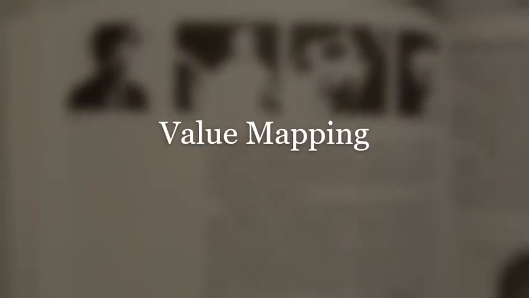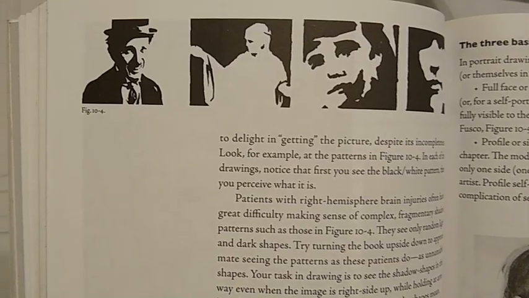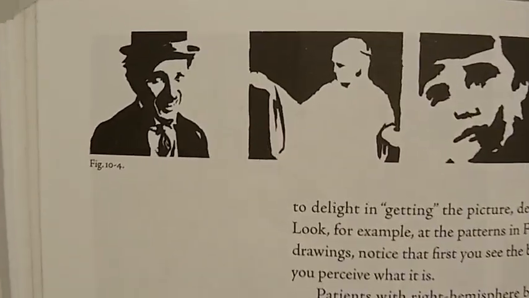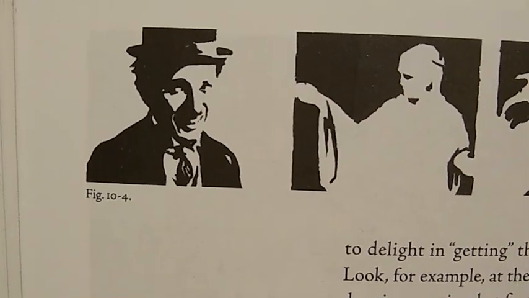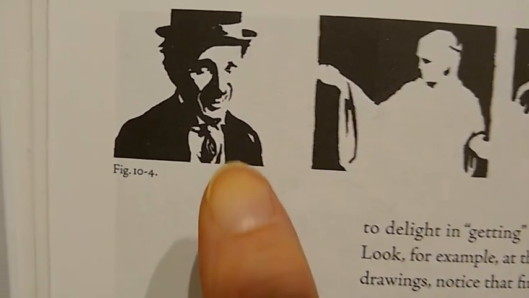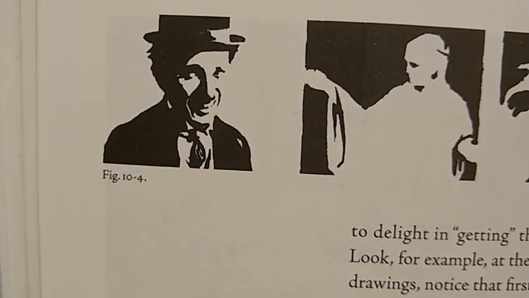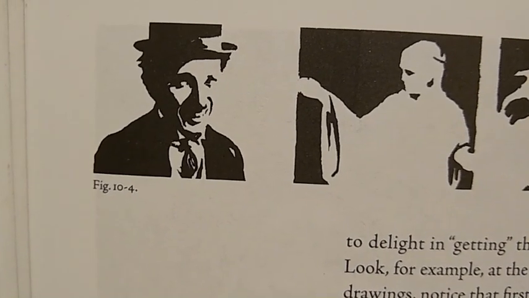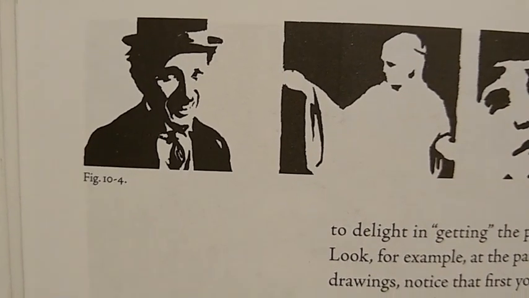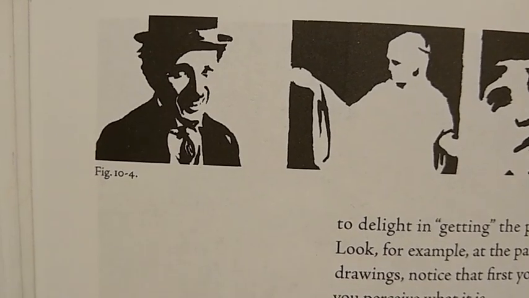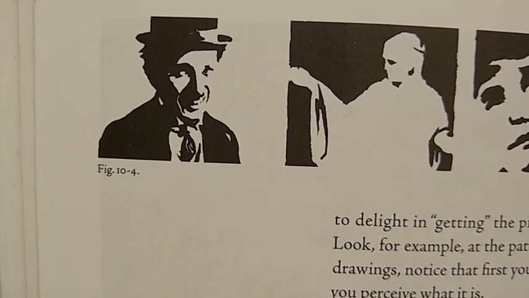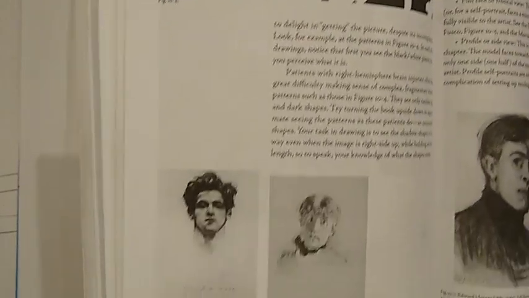Hi, drawing students. This week you are going to do value mapping, which just means you're going to be making a map of the darks and lights. So now, can anyone identify this young man? Yes, that's Charlie Chaplin. And we can recognize him even though he's only defined by just black and white. All right, so this is on page 208 in your textbook if you want to look at that example.